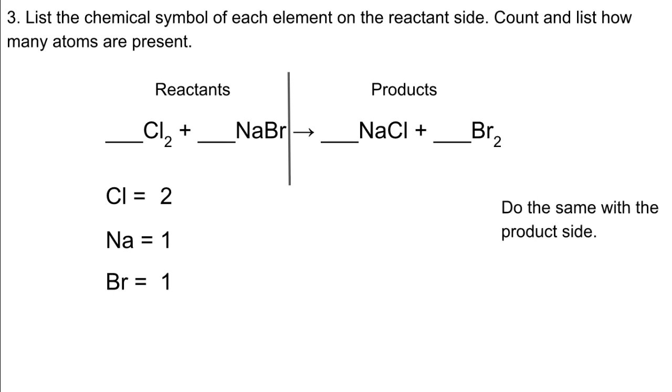Now we're going to do the same with the product side. What you want to do is list your elements all in the same row, the same element in the same row. That way you can directly compare and contrast whether you have the same number. So I look at my Cl on my product side, and how many of these do I have? Yep, just one. Then I write my sodium, my Na. I have one of these. And then I look at my Br over here, and my subscript tells me that I have 2 Br.